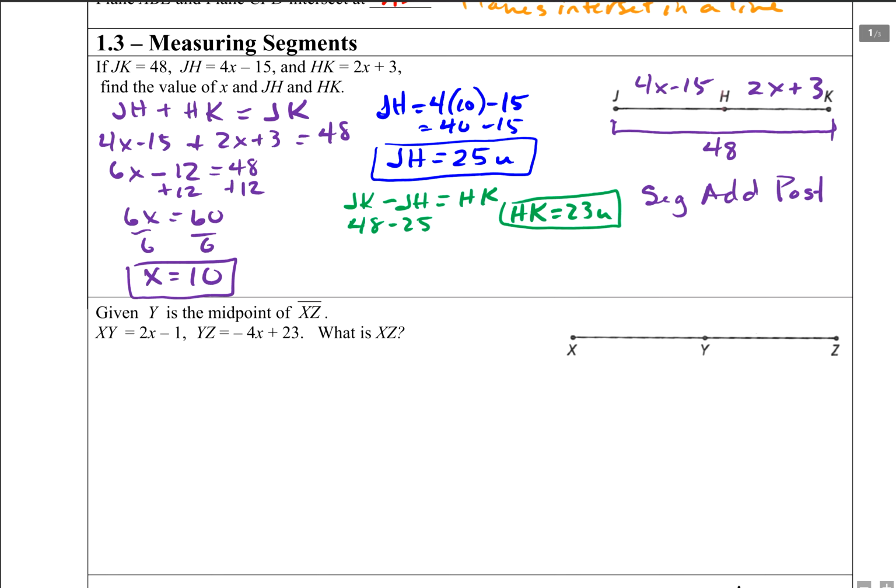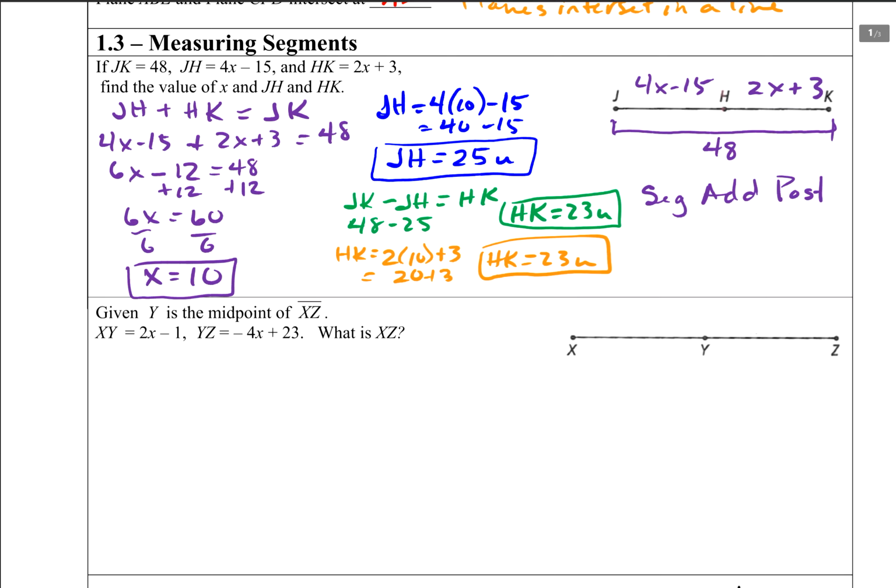Or I could just substitute in. I know that HK is 2x plus 3, which is 2 times 10 plus 3, and equals 20 plus 3. So HK equals 23 units. Either way, it's the same thing. So make good choices. Pay attention. Think about what you're doing.